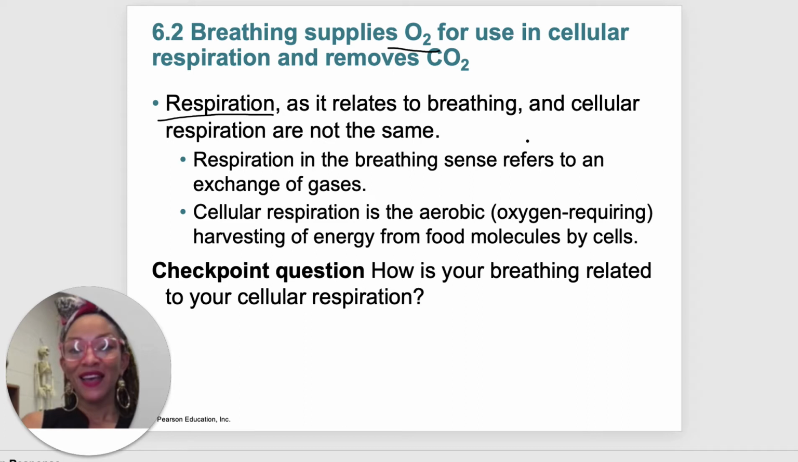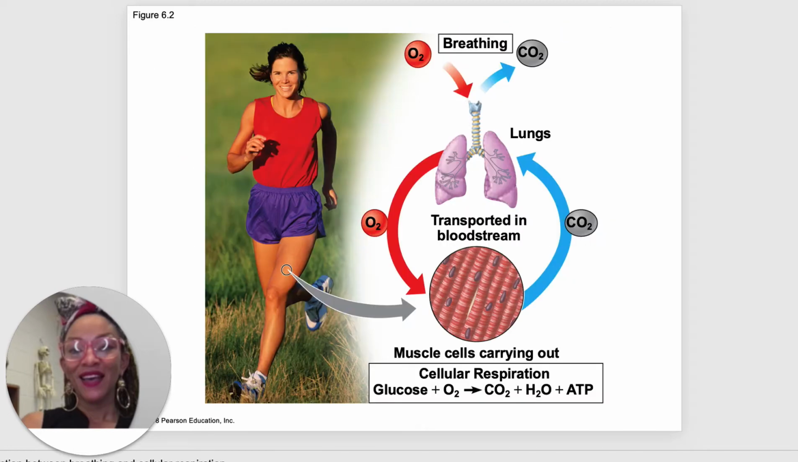So with breathing respiration, it's the exchange of gases, the exchange of oxygen and carbon dioxide, whereas cellular respiration is aerobic. Anything that's aerobic means it requires oxygen, and it helps to get energy from the molecules in our food by our cells. So it helps to harvest energy, typically from sugars, which are carbohydrates, our proteins, and also the fats that are in our food. All right, so think of respiration as it relates to breathing.